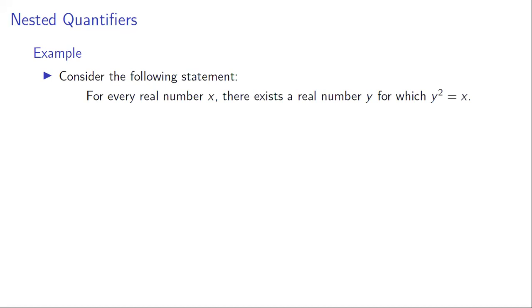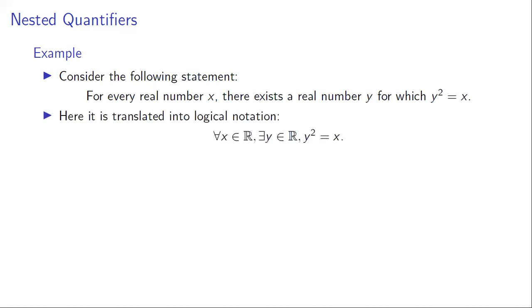So let's translate this to logical notation. For all x in R, there exists a y in R such that y squared is equal to x. Now let's ask, is this true? Is this true or not?